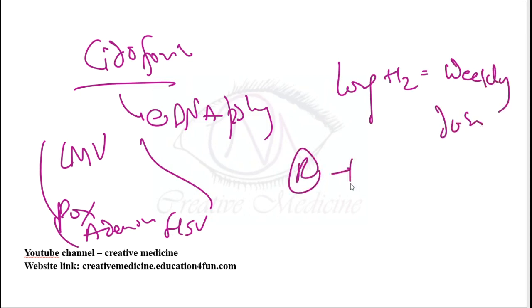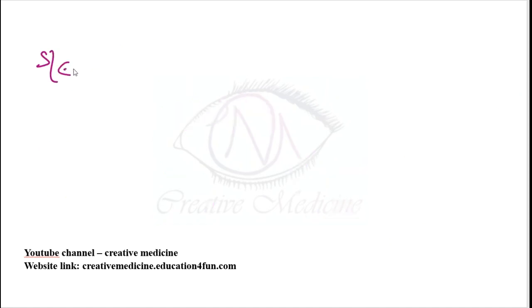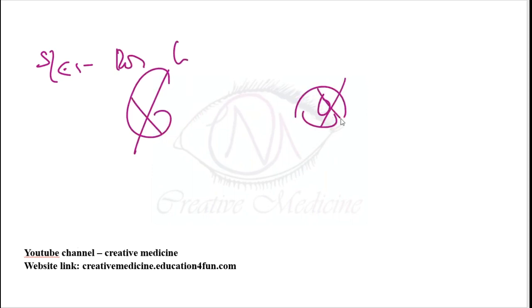Then if you see the mechanism of resistance, it causes mutation in DNA polymerase. And then if you see the side effects, it causes dose-limited side effects like nephrotoxicity. It also causes ocular toxicity. Because it causes ocular toxicity, this cidofovir can result in uveitis and it can also result in iritis. It is also a potential human carcinogen.